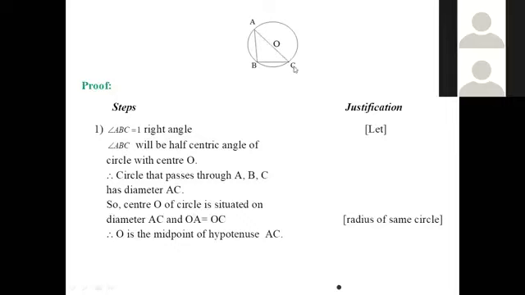That's why, for this hypotenuse AC of the triangle ABC, AO is equal to OC, or OA is equal to OC. That means O is the midpoint of AC. So ultimately you can say that O is the midpoint of the hypotenuse AC. Is that clear, everyone? Have you any question?